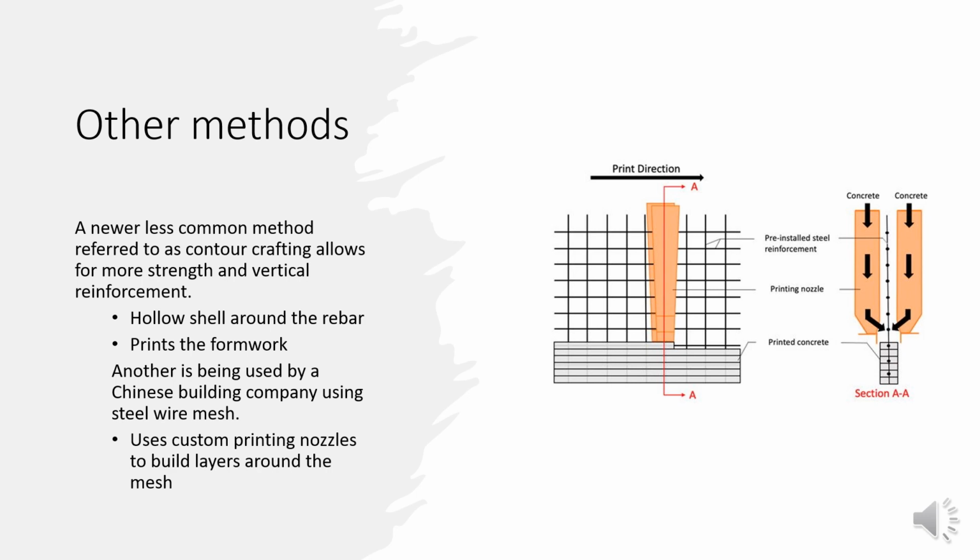Another is being used by a Chinese building company using steel wire mesh. This company installs the wire mesh beforehand, and with the use of custom printing nozzles on either side, it sandwiches the mesh within the concrete layers as shown in the picture below. More strategies will need to be tested and developed before a proven reinforcement method is available.